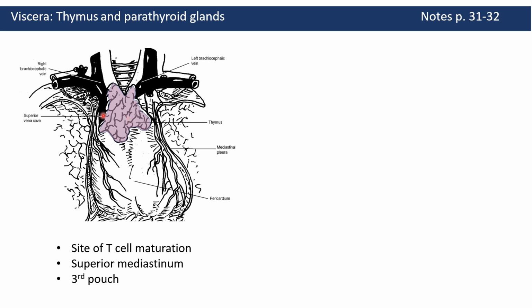It is located in the superior mediastinum, about above the level of T4, but in the thorax, so T1 to T4. It develops from an embryologic place called the third pouch. There are a couple of diagrams towards the end of the notes, but I will again post a video describing how that third pouch comes about.